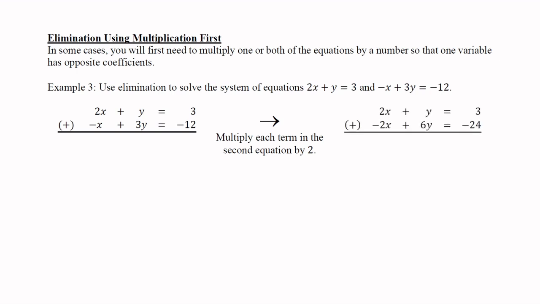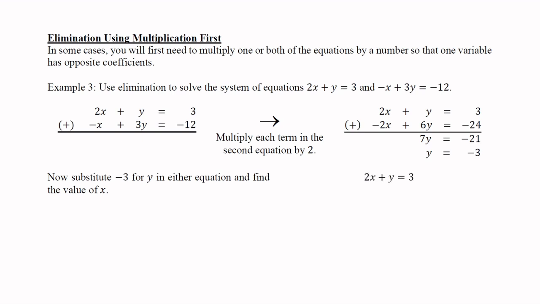This gives us 2x and negative 2x, which can cancel. Our y's add together to give us 7y, and then 3 plus negative 24, or 3 minus 24, gives us negative 21. Divide each side by 7, and you get y equals negative 3. And now we just take negative 3, plug it into one of our original equations. So I'm going to choose the first equation. Again, you can choose to do the second equation. It doesn't matter. You're still going to get the same result.